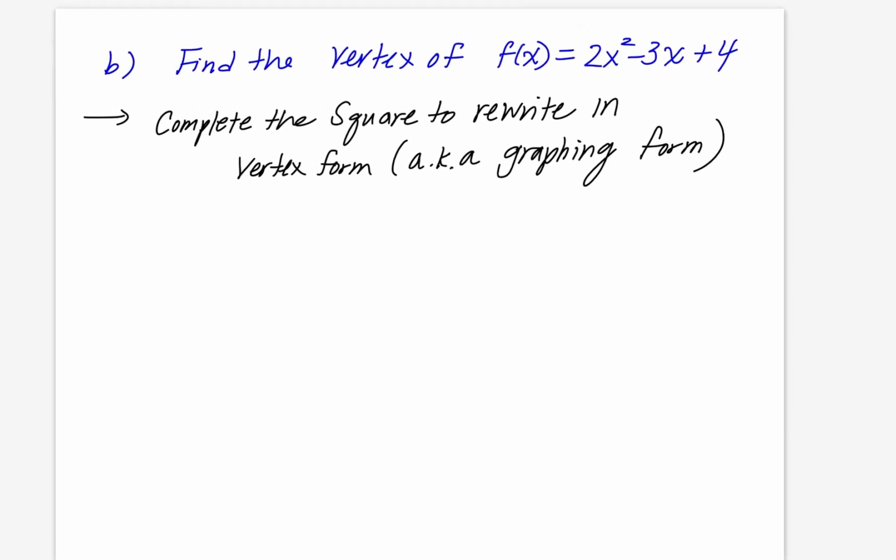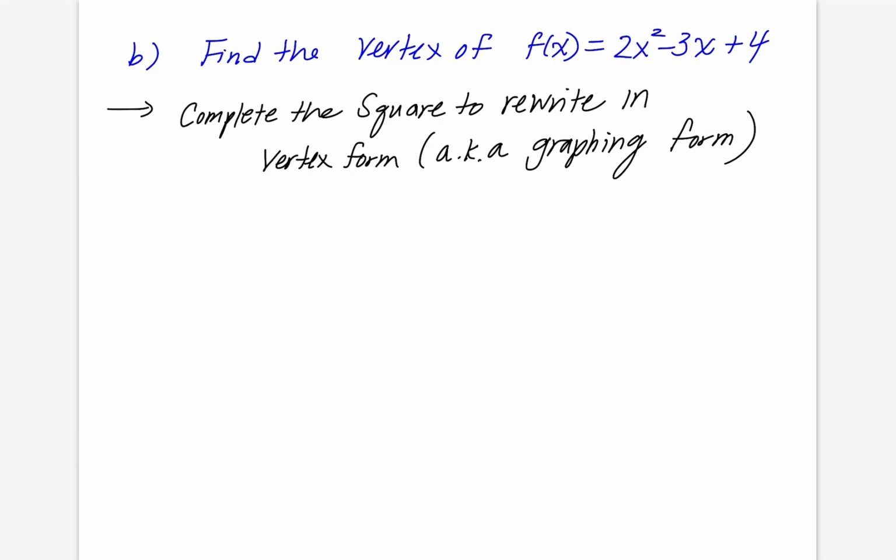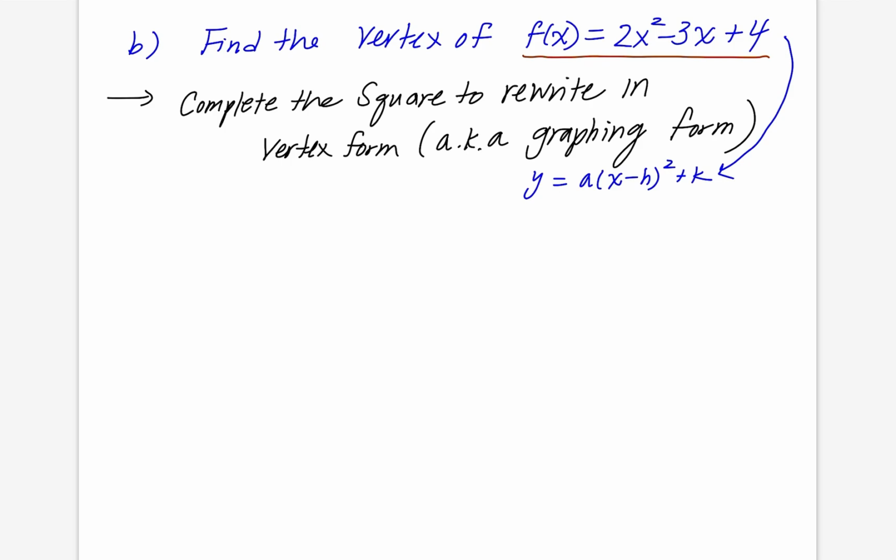Okay, so in this video, I am going to review finding the vertex given a quadratic function in standard form. The method to do this is completing the square to rewrite the equation in vertex form, which is also known as graphing form. What that looks like is a times (x minus h) squared plus k. We're going to make our equation look like this by completing the square. I reviewed this in class, but I'm going to show you the steps.